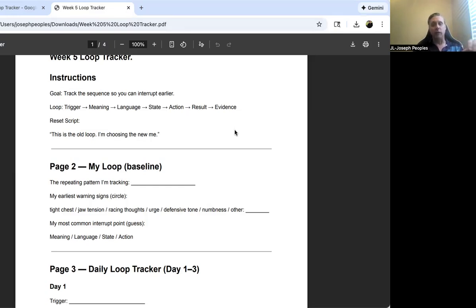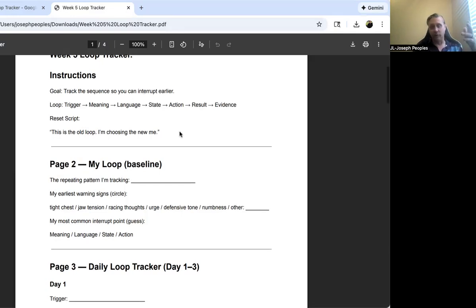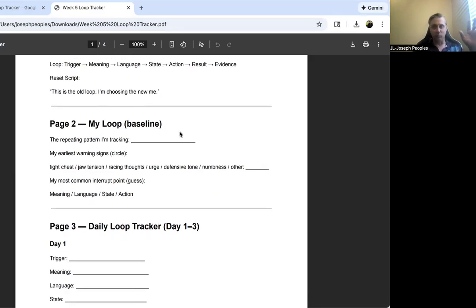So I asked you guys to do the reset script. It's right here. It's very short, very simple. This is the old loop. I'm choosing the new me. Okay. So the old loop could be whatever, again, pattern, behavior, or habit that you don't want to engage in. And now you're choosing a new pattern, new habit, new behavior. Not necessarily in that order. It can be in any order.